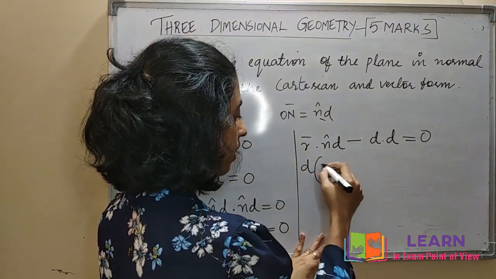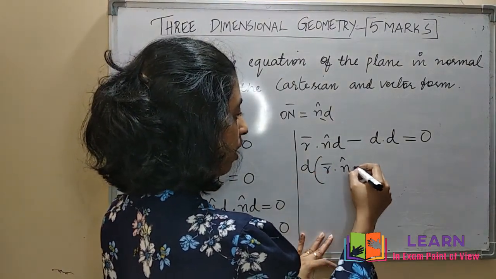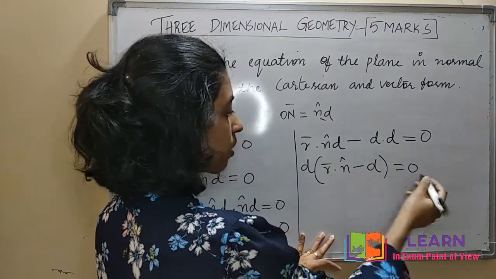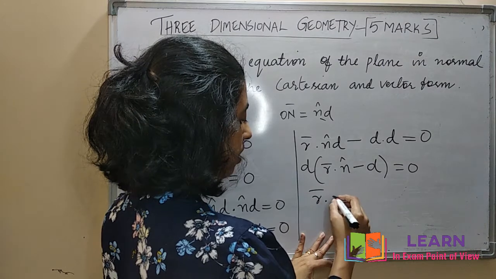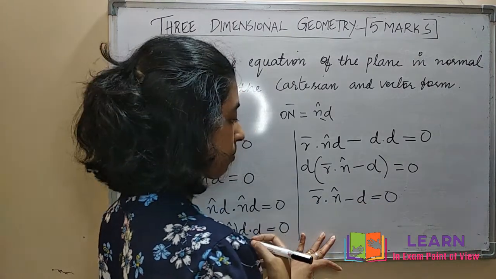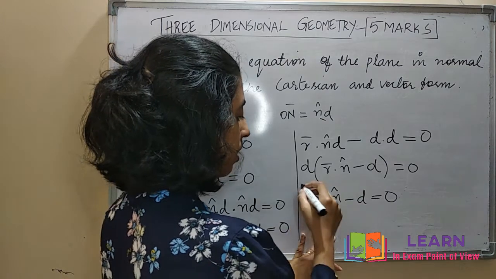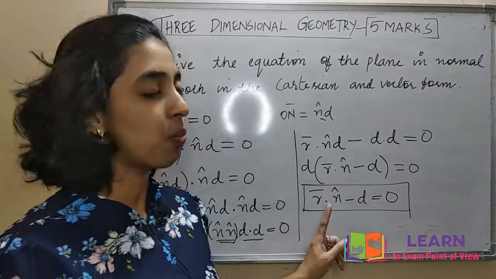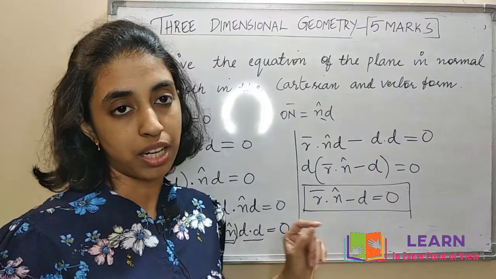So what do you get? d times (r dot n cap minus d) equal to 0. So r vector dot n cap minus d equals 0. This is the vector form of the equation. So we got the vector form of the equation of the plane.